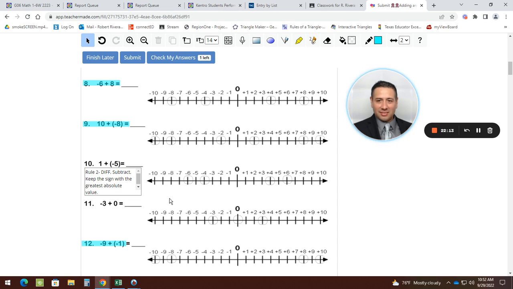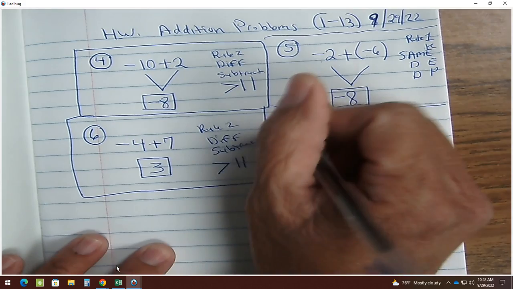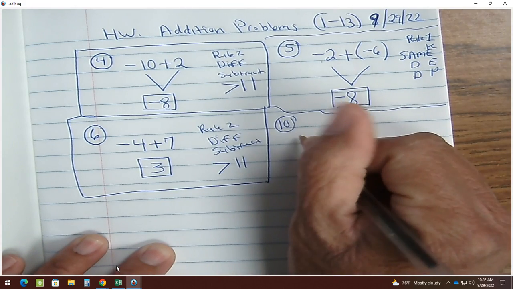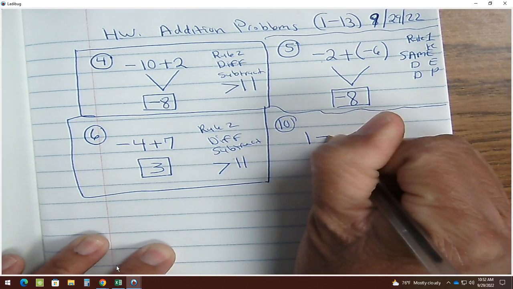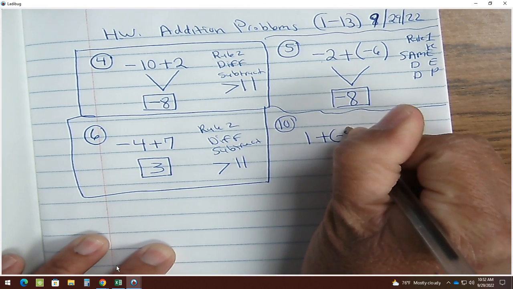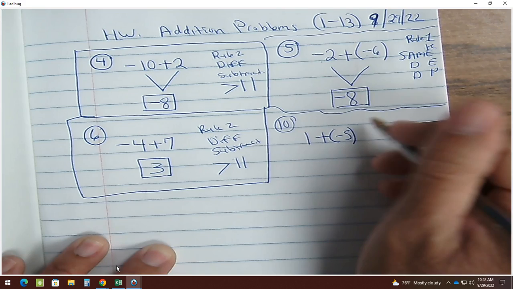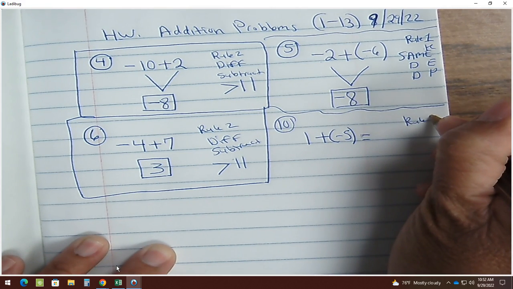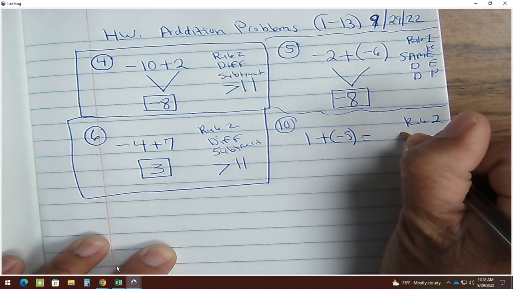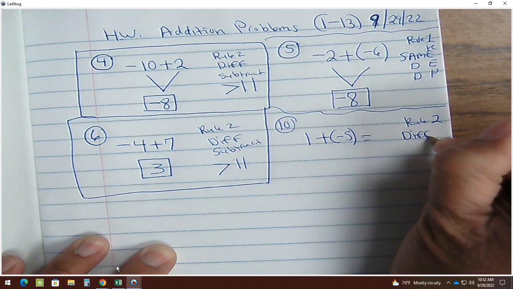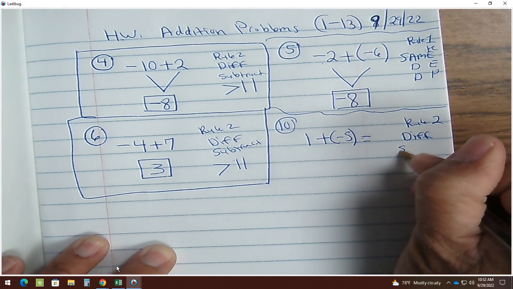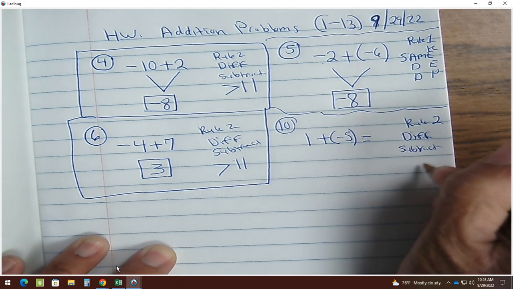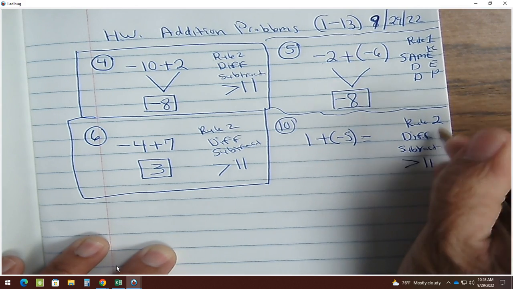Now I'm going to go to my paper. It's 1 plus negative 5. So I'm going to go to my journal and I'm going to say I'm doing number 10, Mr. Rivera. So what was the question? 1 plus negative 5, in parentheses, negative 5. I will be using rule what? 2. And rule 2 says that they are different, so I just call it diff for difference. And difference in math means to subtract and keep the greatest absolute value.